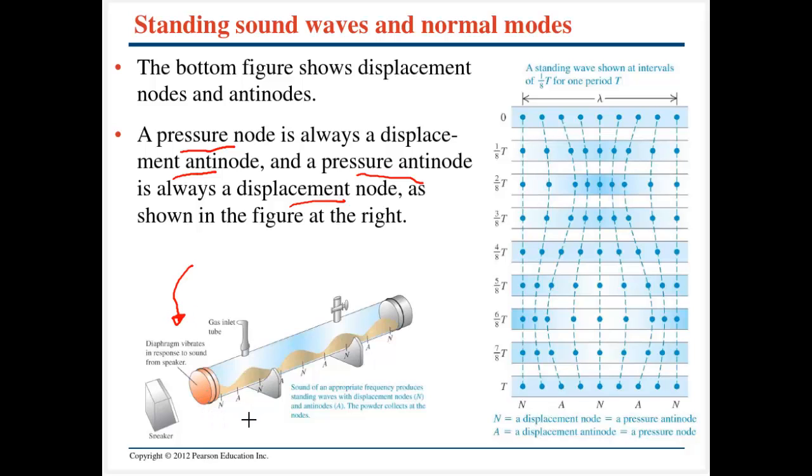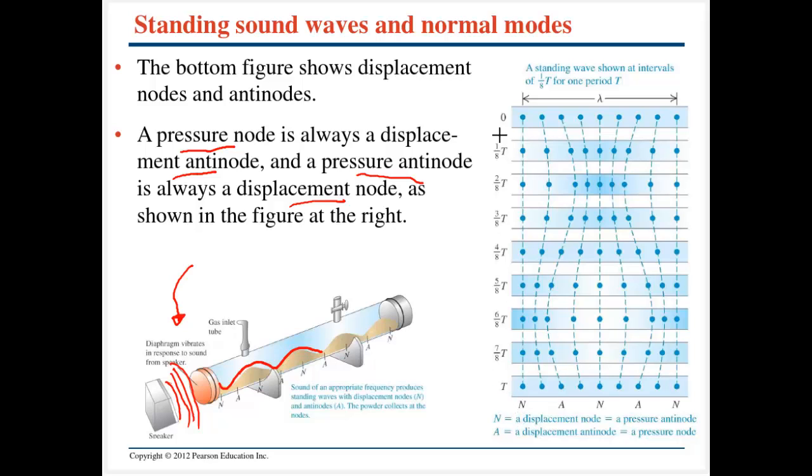We can conceptually see that by taking a look at this little cartoon down here, where we have a pipe. You put a little bit of very fine particulate matter in there, maybe some sand, you lay in some gas, it could be air, and set up a speaker that's going to drive this tube, and there are essentially going to be mounds or clumps of the sand. These are going to be displacement nodes. These are going to correspond to pressure antinodes.